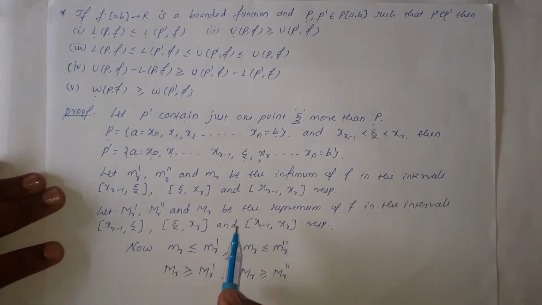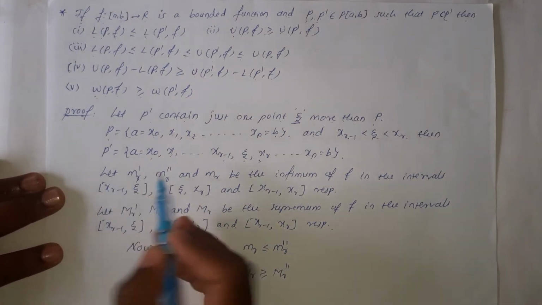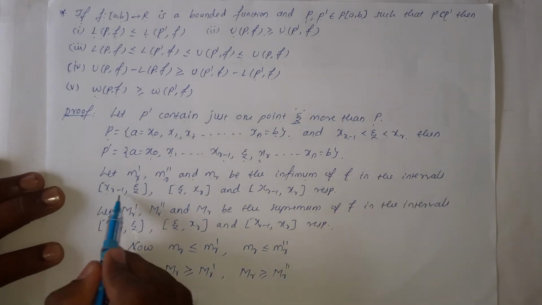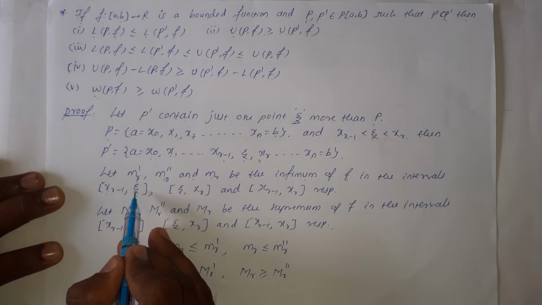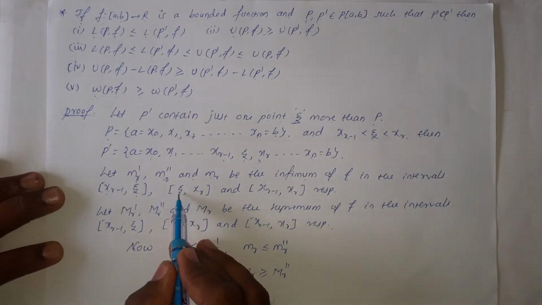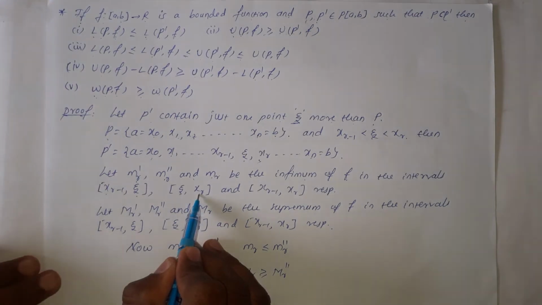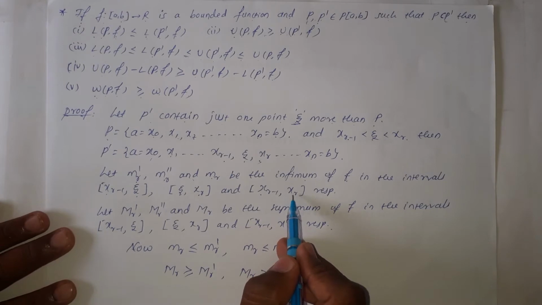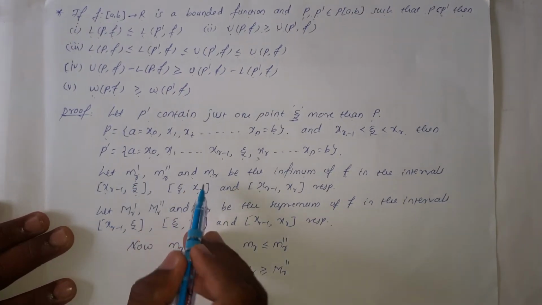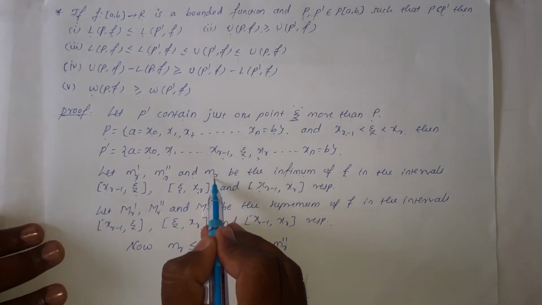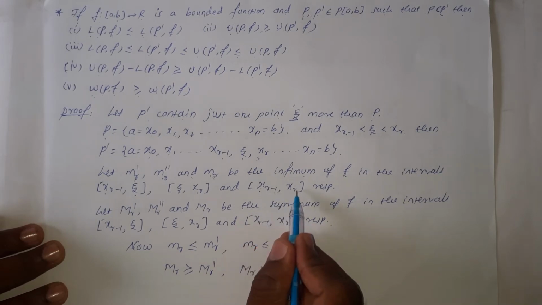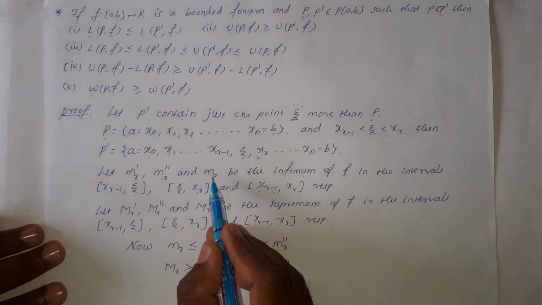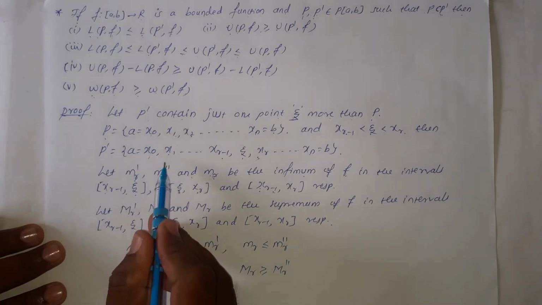Now, consider the infimum of the function f. Let mr', mr'' and mr be the infimum of f in the intervals x(r-1) to xi, xi to xr, and x(r-1) to xr respectively. So, in the first interval the infimum of the function is mr'. Next, from xi to xr, that is the second interval, the infimum will be mr''. Then for the total interval x(r-1) to xr, mr is the infimum. Among these three values mr is the least, because mr is the infimum for the interval x(r-1) to xr, which is the larger interval. Therefore, mr will be less than mr' and mr''.